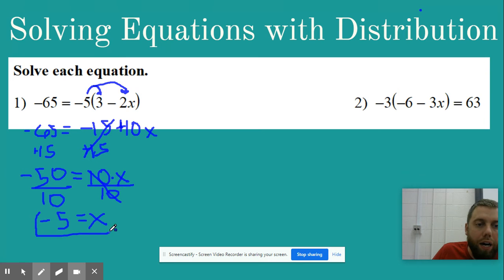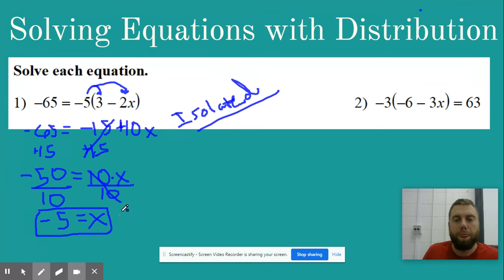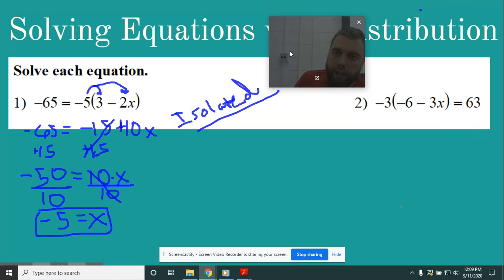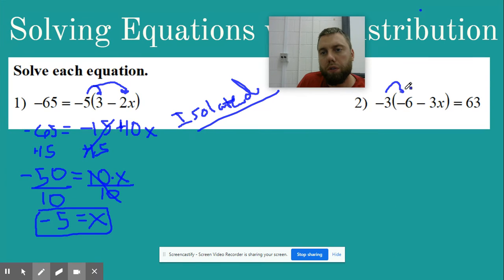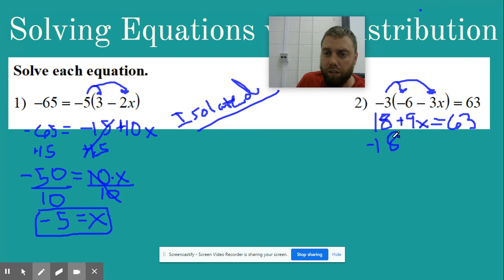Okay. We have now isolated, I-S-O-L-A-T-E-D, isolated our variable. Cool. Again, we will distribute, which gives us negative 3 times negative 6 is positive 18, and we have negative 3 times negative 3x, which is positive 9x, equals 63. We can subtract 18 from both sides.